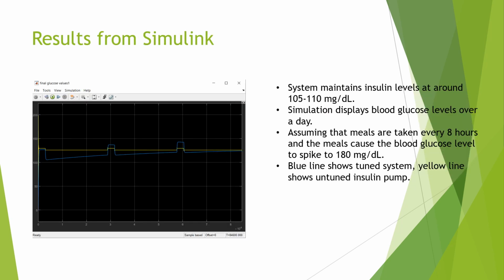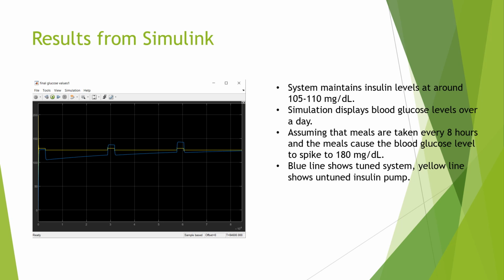Moving on, this is the result from the Simulink models. If we do not tune the system versus tuning the system, the tuned system is represented by the blue line, and the non-tuned system is represented by the yellow line. If we don't tune the system, we can see that in the beginning there is a higher degree of oscillation in the blood glucose values that the patient will have, and the values are also not as steady as compared to when the values are tuned.